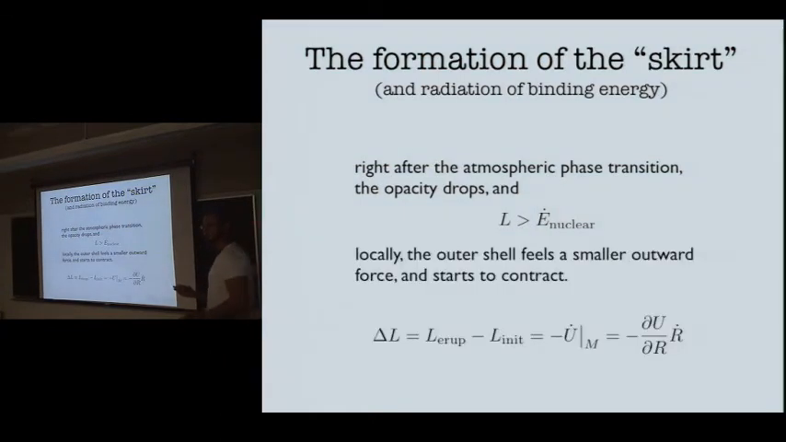Now, locally, this is easily understood by noticing that the outer shell feels a smaller outward force because the opacity is smaller. And now the difference between the luminosity of the eruption and the initial luminosity can be compensated only by radiating the gravitational binding energy. Now, losing mass to the wind during the eruption has nothing to do with that. That doesn't compensate for anything. And so the radiative energy is essentially only due to contraction.